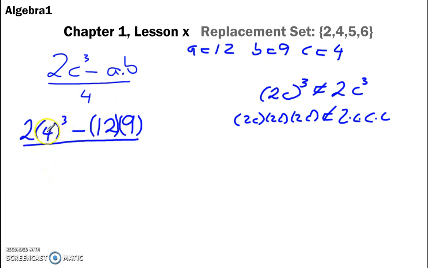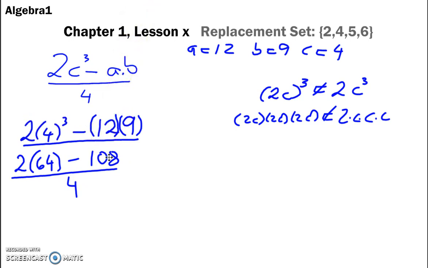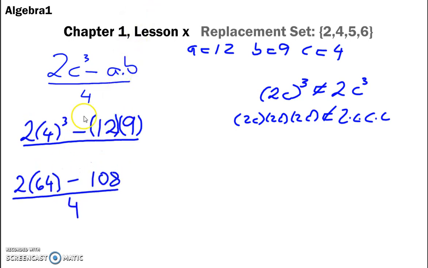Now we have 4 to the third power, so that's 4 times 4 is 16, times 4 is 64. So we have 2 times 64, minus 9 times 12. I'll do the distributive property here. 9 times 10 is 90, 9 times 2 is 18. So that's 108 over 4. Remember here, let me separate this slightly. There we go. Over 4.